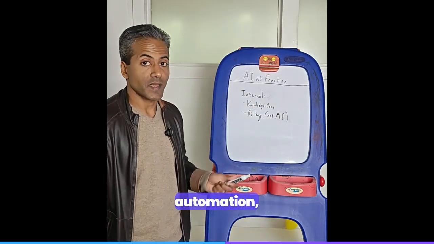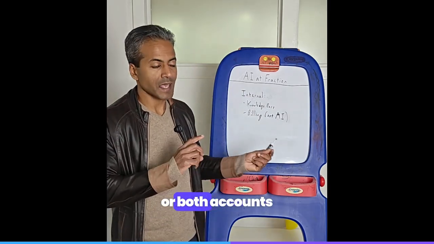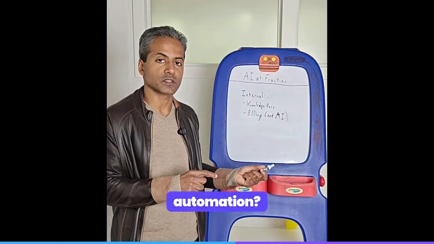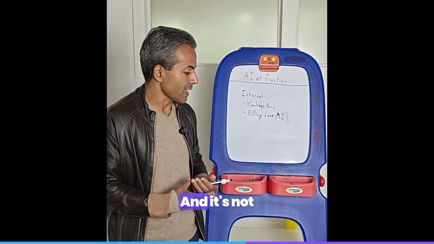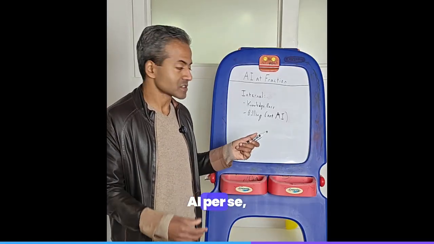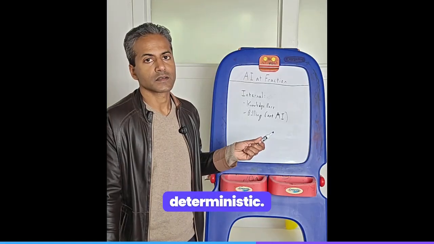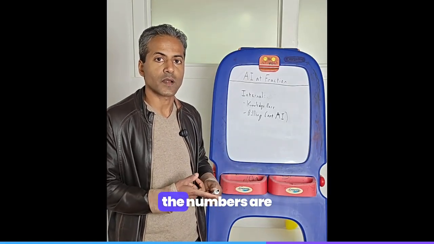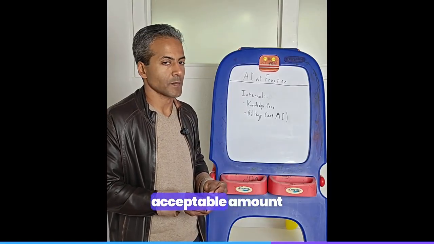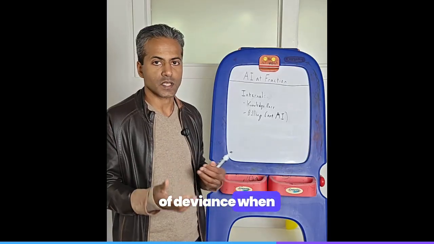So billing automation, or both accounts payable and accounts receivable automation, because we've, in the tail ends of achieving both of those. And it's not AI per se, because here you need deterministic code, because you need a guarantee that the money is right, the numbers are right. There is no acceptable amount of deviance when it comes to handling money.